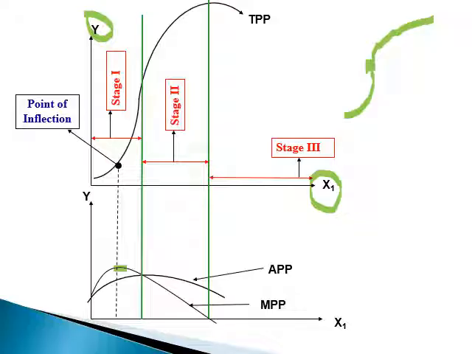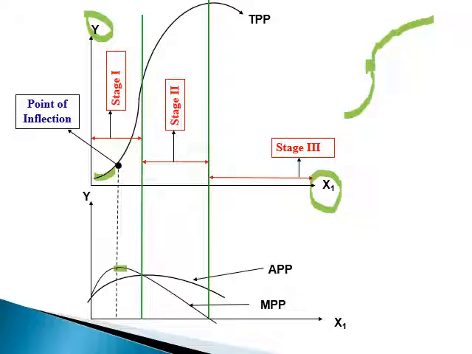Right here, this is the part where the function increases at an increasing rate. After the level of x1 that makes the MPP of x1 reach its maximum, the more you use x1, output will start to increase at a decreasing rate, which means that MPP will start declining all the way down to 0 and negative. That's if you are crazy enough to continue using x1.